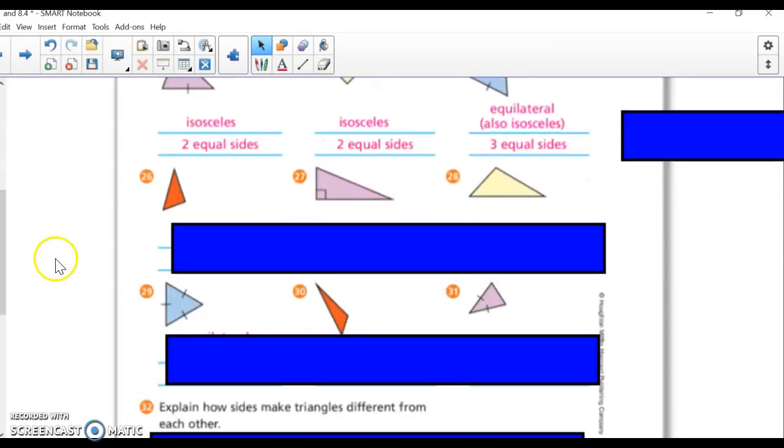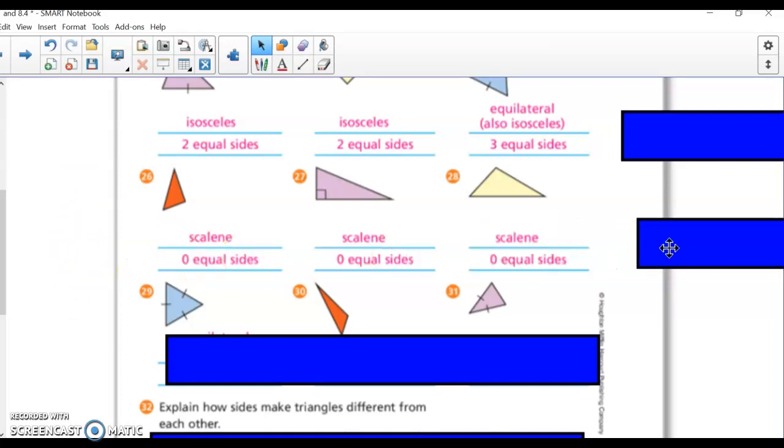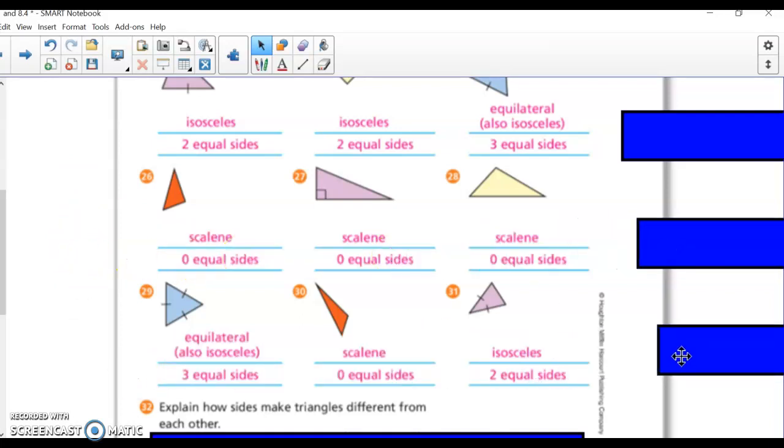So now what I want you to do is go ahead and do the next 2 rows, right? See if you can figure it out. Pause the video now. All right, let's see how you did. So we had all scalene because none of these have lines through them. And then we had one of each down here. 3 equal sides, no equal sides, 2 equal sides.